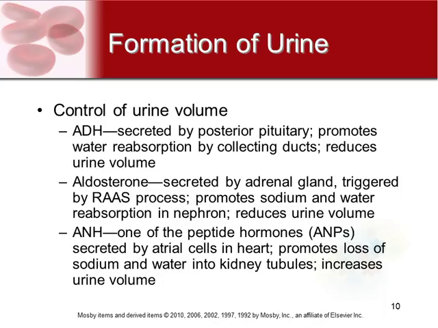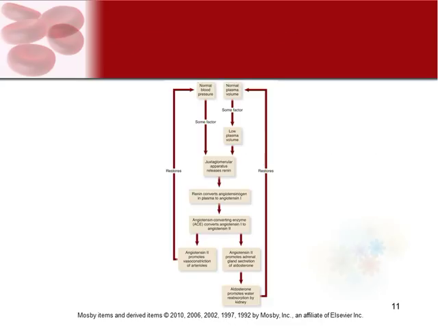ANH is just another peptide hormone that's secreted by your atrial cells in your heart, and that promotes the loss of sodium and water. So that increases your blood volume. What that hormone does is it senses the amount of stretch in your atrial cells, and if they're being stretched too far, it's going to tell your kidney, I have too much volume, secrete more. So antidiuretic hormone reduces urinary volume. Aldosterone reduces urinary volume. ANH increases urinary volume.